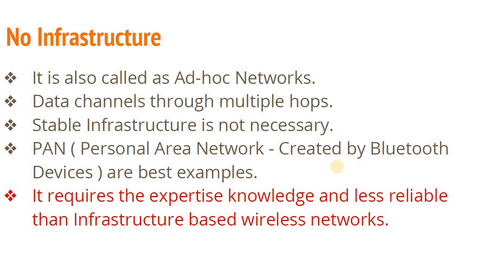Then, data channels through multiple hops. In a wireless LAN, only one or two hops are possible, because there is an adapter and I am the user, and there are no middleware devices between the access point and me. So there is one-hop communication as well as two-hop communication.